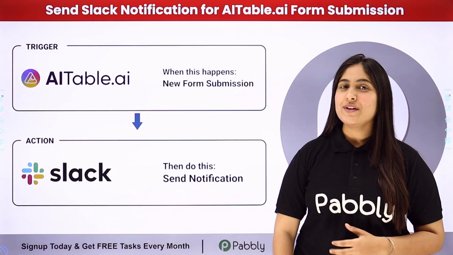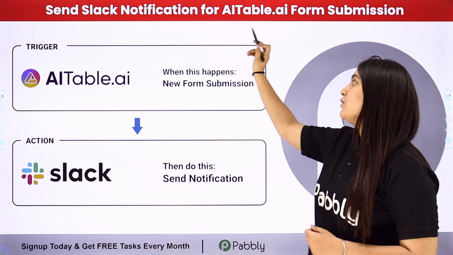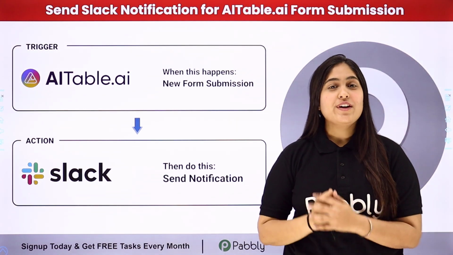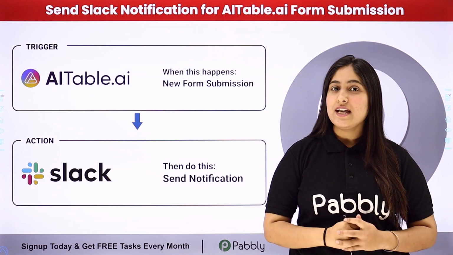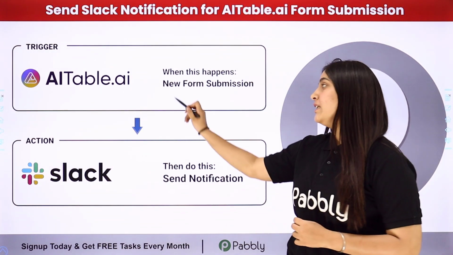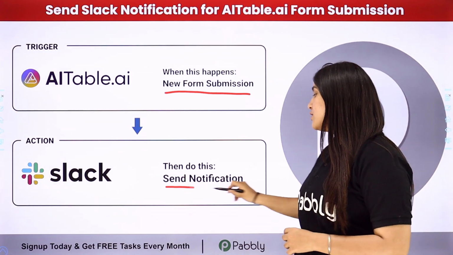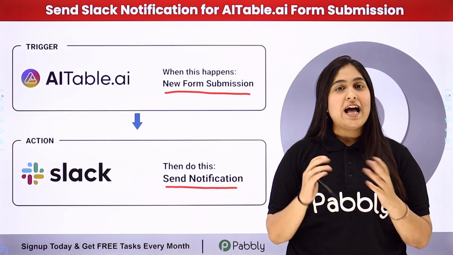So in this video we are going to learn how to send Slack notification for AITable.ai form submission. So here I've created a form using AITable.ai, and in this case I want whenever a new form is submitted, automatically a new notification should be sent to my team on my Slack channel.